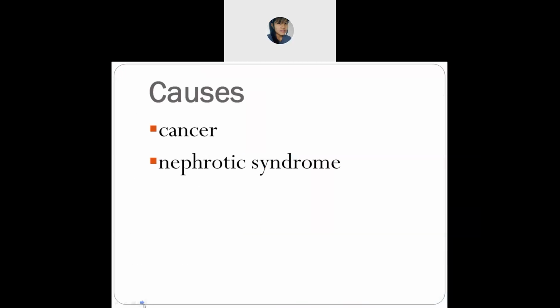The next cause can be cancer, with abnormal cells and tissues, so that's why it will occur. Next is nephrotic syndrome. In nephrotic syndrome, what happens? We have already studied this, right? I think in CRD you have already covered nephrotic syndrome. So what do you mean by nephrotic syndrome? Can anybody tell me?